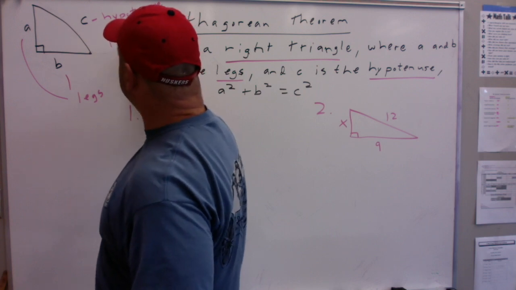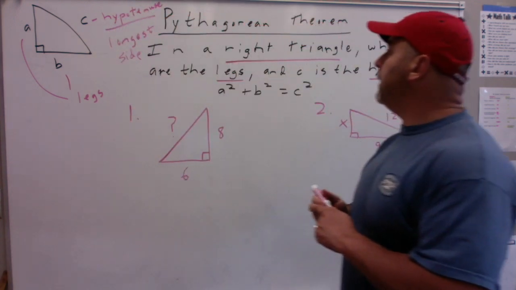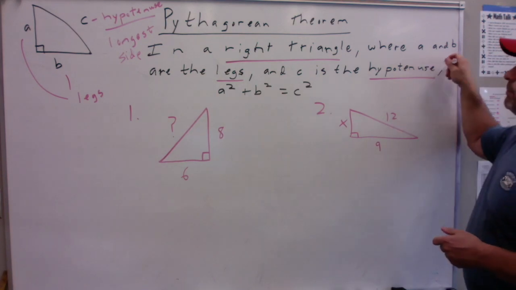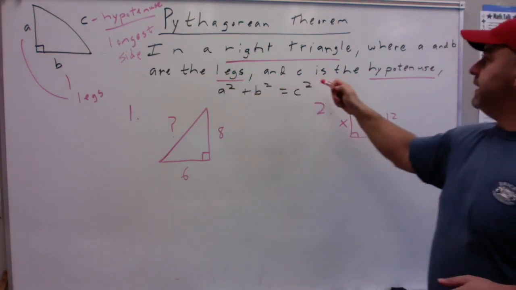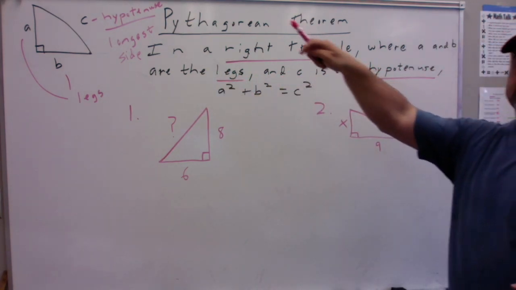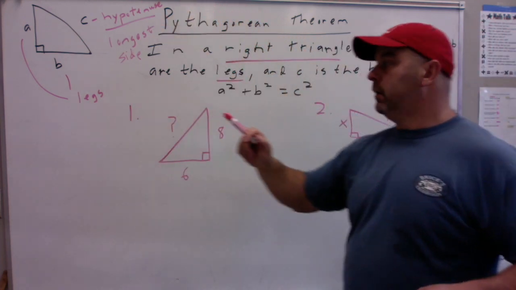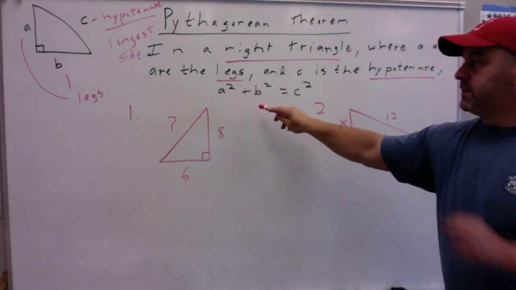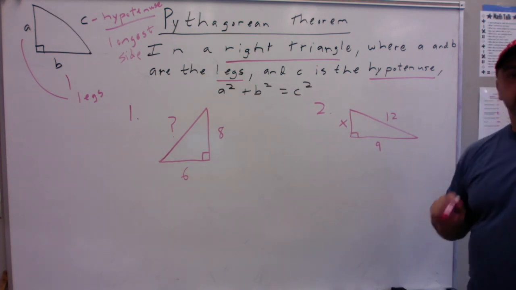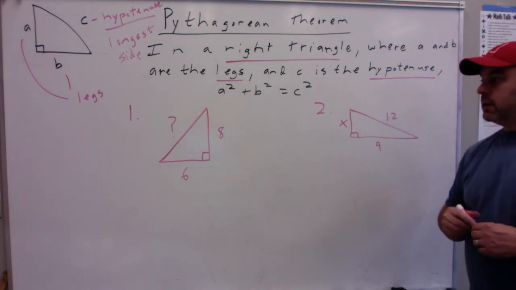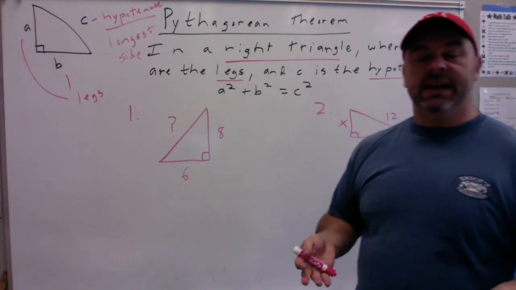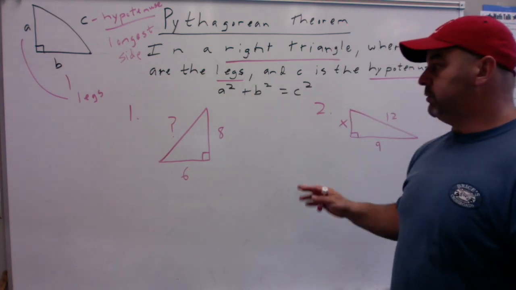The longest side, right? So, in a right triangle, where A and B are the legs, and C is the hypotenuse, the longest side, opposite the right angle, A squared plus B squared equals C squared. And this is always true. So how do we use this to find sides of a right triangle? Okay, I will show you.